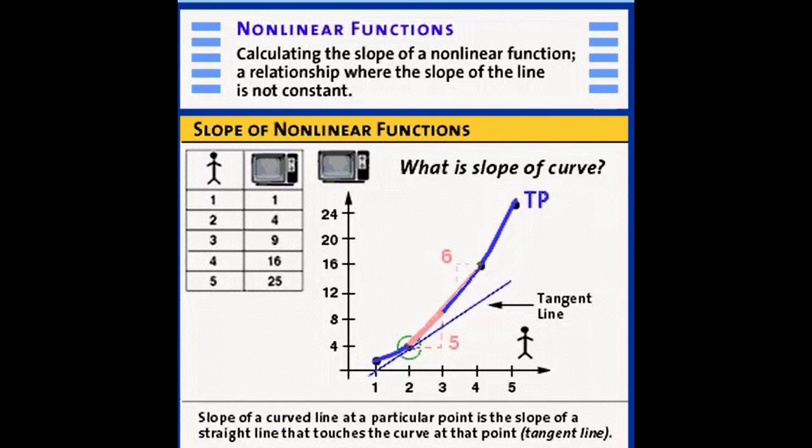I'm not going to do the calculus right now, but what I'm interested in your understanding is that when you have a curved line, the slope of that line changes as you move along it. And the important thing for you to know is that the slope of that curve at a particular point is the slope of a straight line that touches the curve at that point.